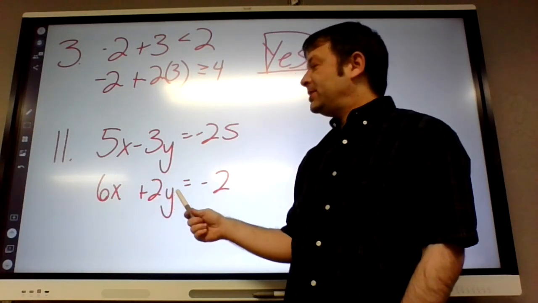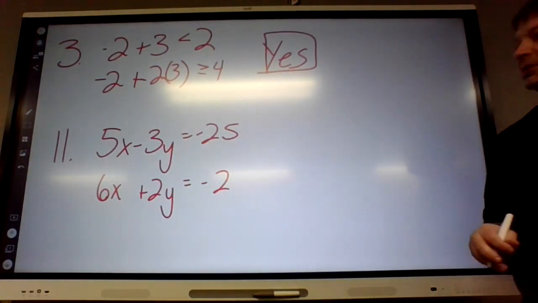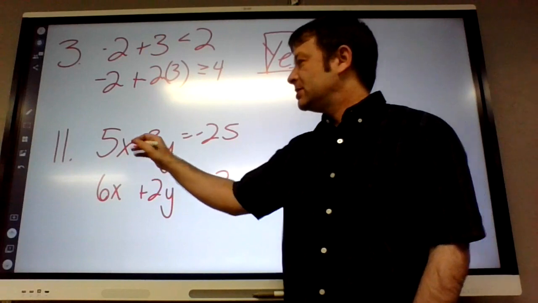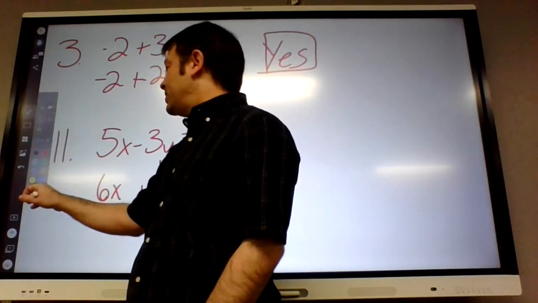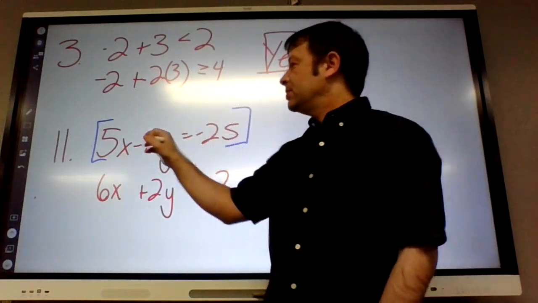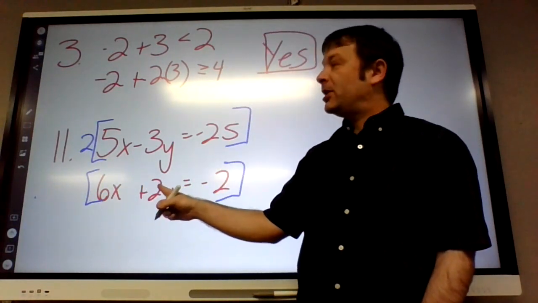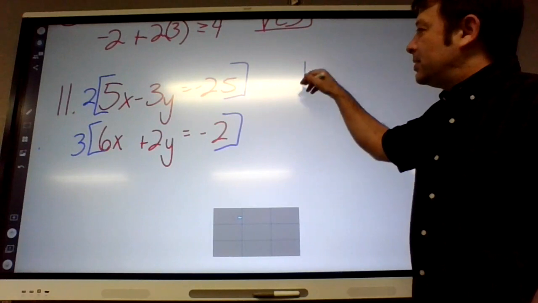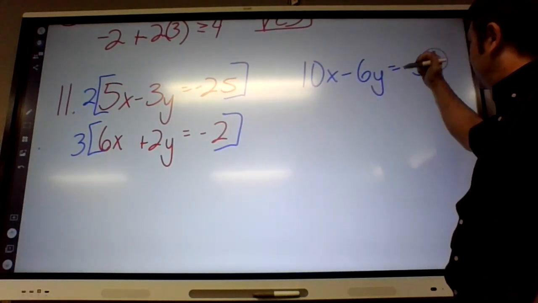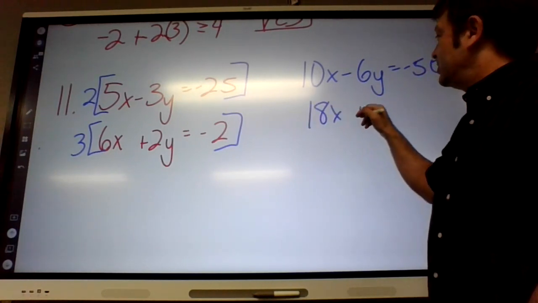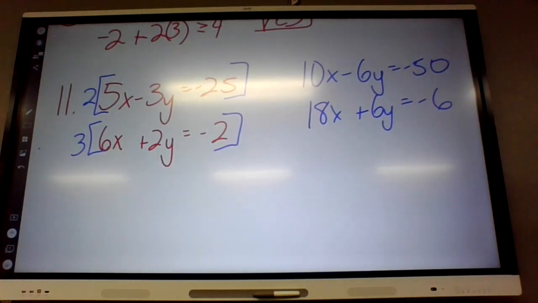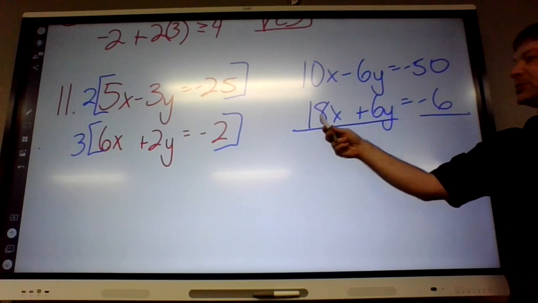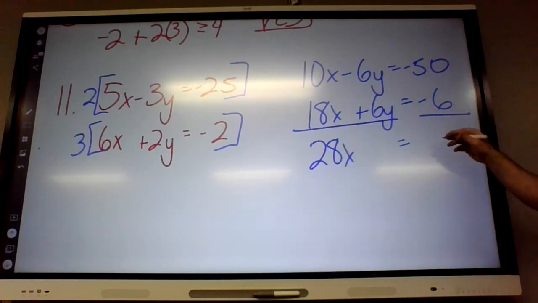All right. So, elimination. That's where we want the x's or y's to cancel out. So, 5 doesn't go into 6 and 2 doesn't go into 3. What do 2 and 3 both go into? 6. So what would I need to multiply my top line by to turn this into a 6? 2. What would I need to multiply my bottom line by to turn the y into a 6? 3. Kind of just do the opposite, right? So now the top line is this. Multiply everything by 2, and the bottom line times 3. The reason we did that is now when I add negative 6y plus 6y, the y's go away. But you need to add everything. 10x plus 18x is 28x. Negative 50 plus negative 6.